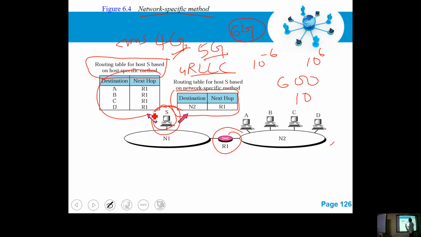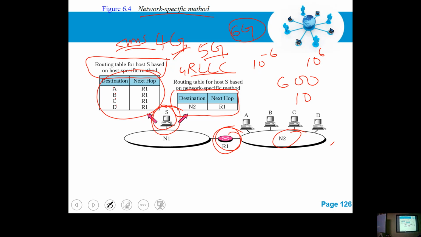By considering all these things, we are saying that the host specific method will not work for us. Instead, we need to go with the network specific method. So if I have to go from S to A, I will contact this particular router. For the destination, I will say it is N2, and when it reaches R1, R1 will look at that information, so that I can at least try achieving this. That is the requirement.